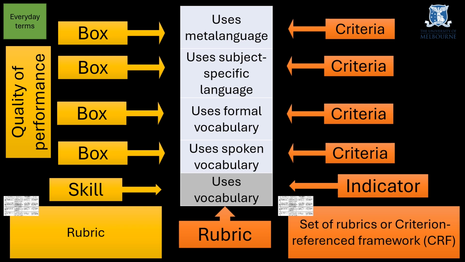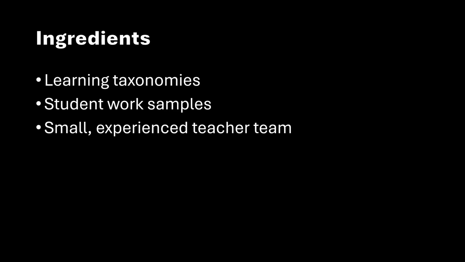So there we go. Right, what do you need to write a developmental rubric from scratch? Most important thing are these 3 things. Learning taxonomies, which you can mix and match. That's completely fine. Work samples are a really good idea, especially if you're doing it from scratch. But if you've got a small experienced teacher team, that's probably the most important. I would say when you're doing a rubric from scratch, don't have more than 2 or 3 people. And then if you've got a bigger teaching team, just take it to the bigger group later.